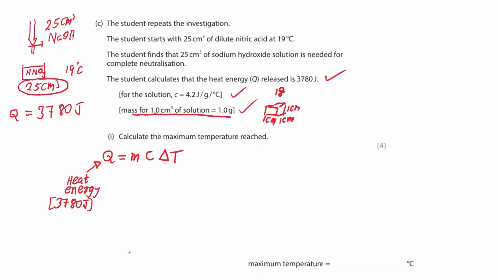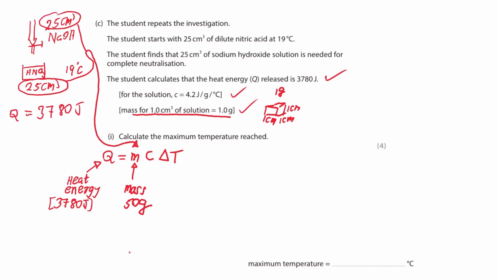We had 25 cubic centimeters of HNO3. To this 25, we add 25 cubic centimeters of sodium hydroxide together. So therefore, the total volume of this solution is 50 cubic centimeters. 25 plus 25 is 50. So if 1 cubic centimeter is 1 gram, 2 cubic centimeters is 2 grams, 10 cubic centimeters is 10 grams. So 50 cubic centimeters is 50 grams. So the mass of the total solution is 50 grams.